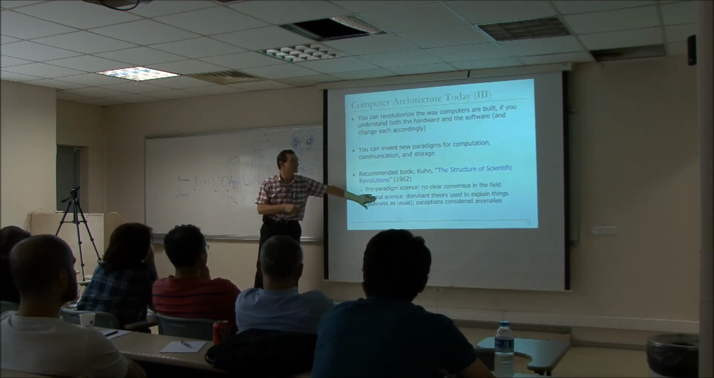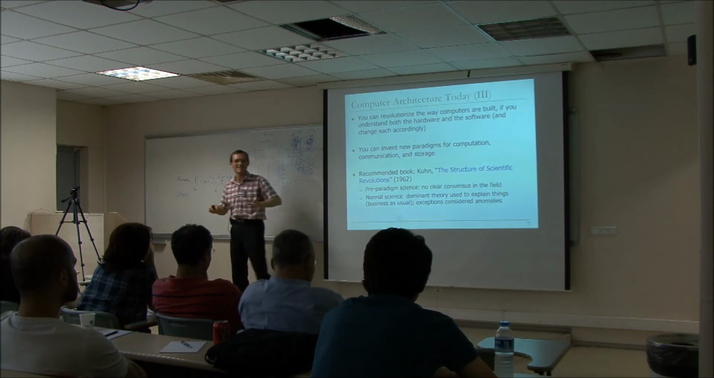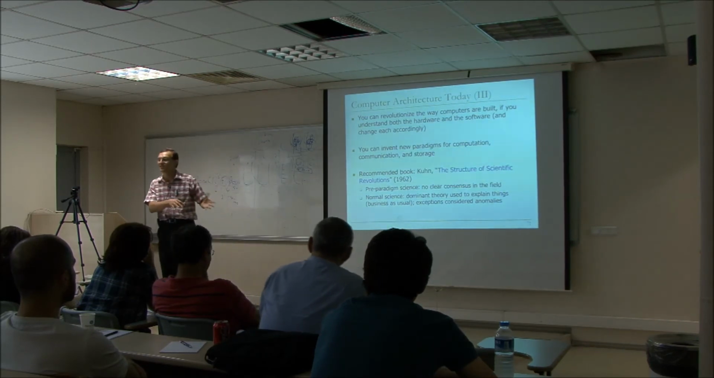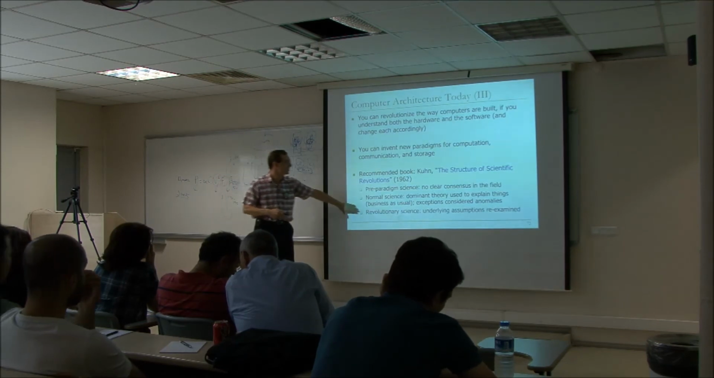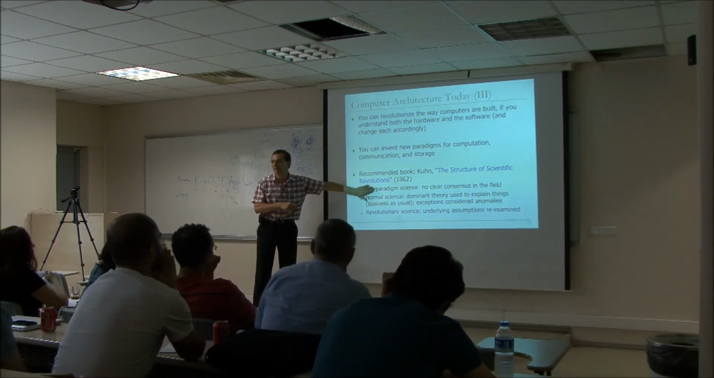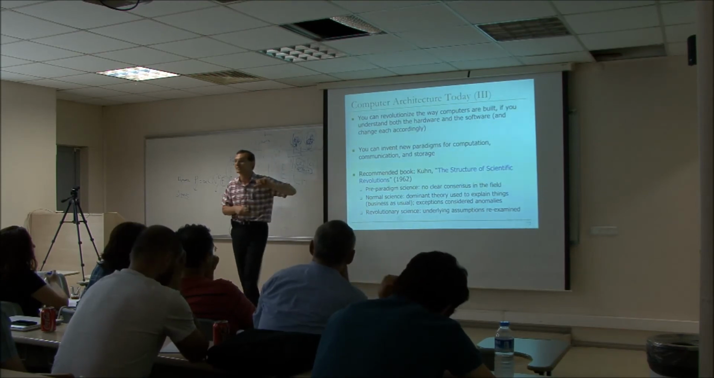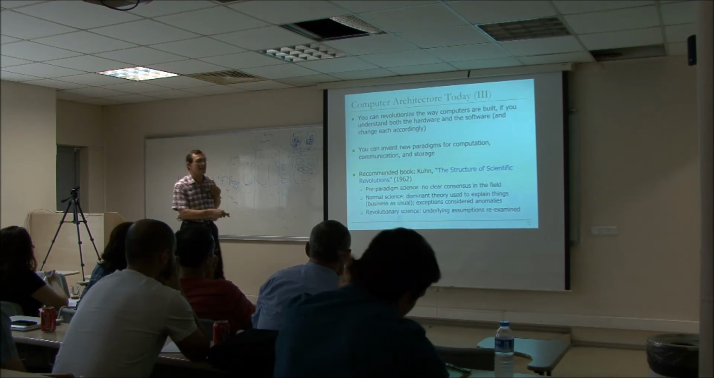In normal science, the dominant theory is used to explain things, business as usual, basically, as I call it, and exceptions are considered anomalies. So it was normal science in the 1990s, or normal engineering. I think you can apply these concepts to engineering also. And in revolutionary science, the underlying assumptions are re-examined. So we should be re-examining these underlying assumptions today to actually fix the problems that we see. Because it's not normal science.